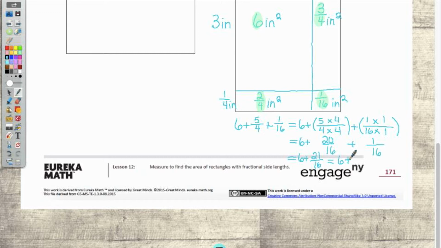McKenna, how do I change 21/16 to a mixed number? Can I take out 16/16? Okay. How many are left over? 16 plus something equals 21. 5. Okay. So the answer is 6 plus 1 whole, 7. 7 and 5/16 inches squared. Good job.